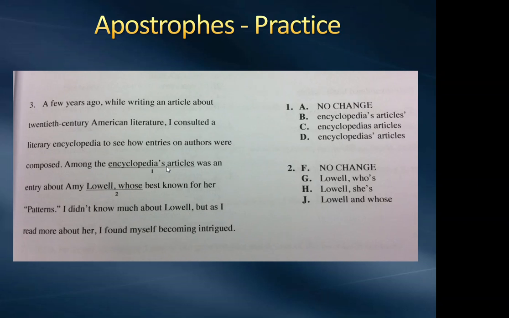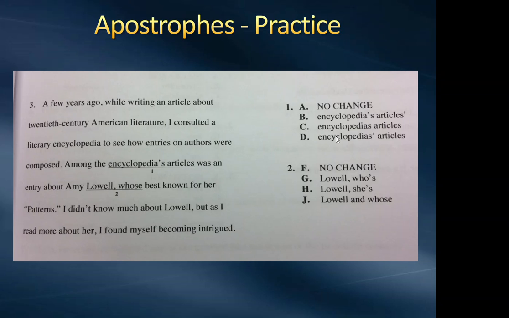All right, let's go on down and look at a couple of more examples. Among the encyclopedia's articles was an entry about Amy Lowell, who's best known for her patterns. Let's look at number 1 first. Among the encyclopedia's articles. Do we need apostrophe S there? It's a noun followed by a noun. Yes, we need an apostrophe S there. But it looks like they've added some apostrophes after articles up here. Do we need that? No, this one is followed by a verb, so we don't need an apostrophe there.